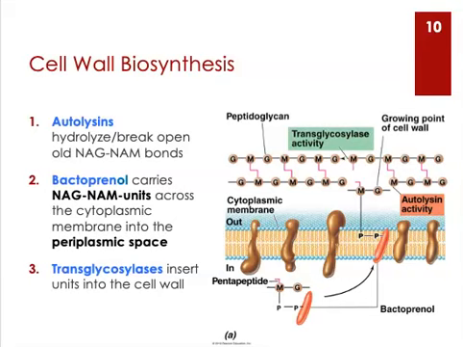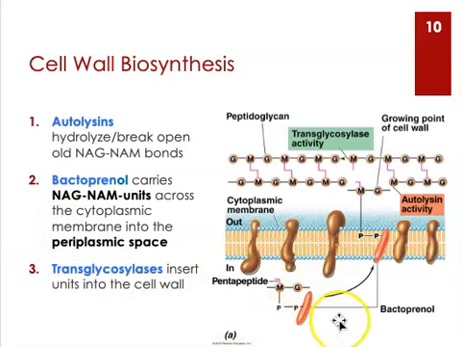So an autolysin is a type of enzyme that can break old NAG and NAM strands. It's the autolysin that does that breakage to allow that cell wall to split so the cell can elongate. The next molecule involved is called bactoprenol. And in the drawing, the bactoprenol is shown in orange right here.